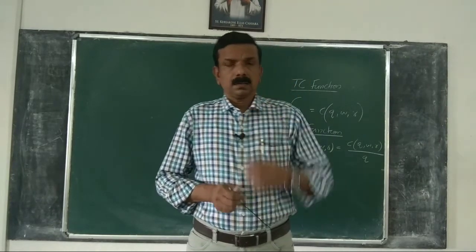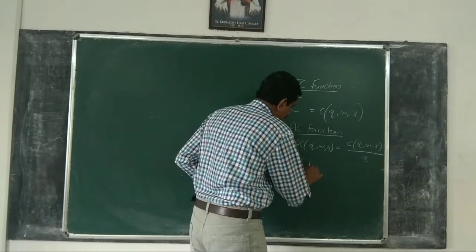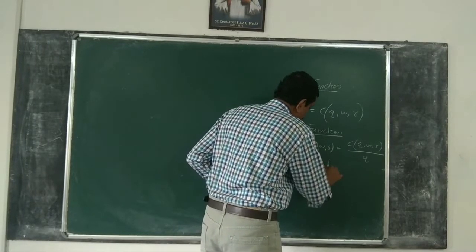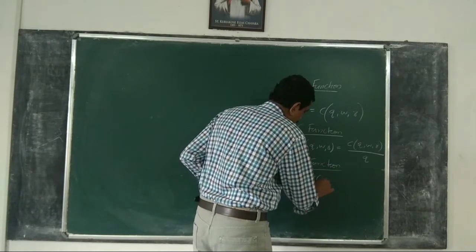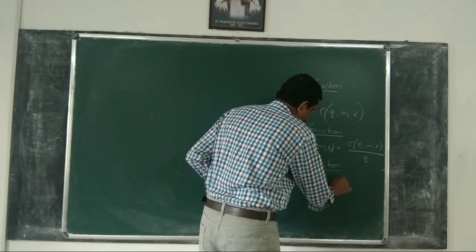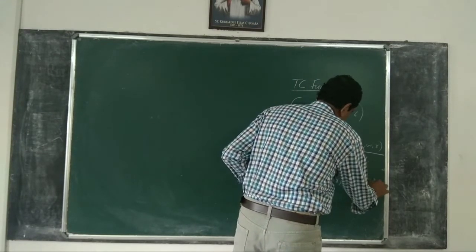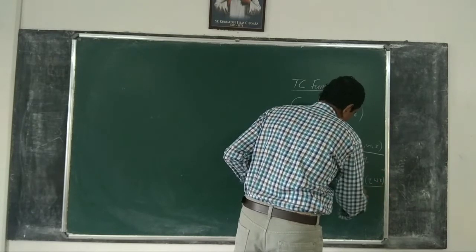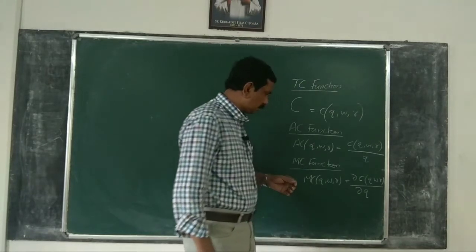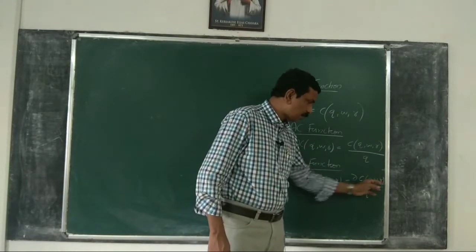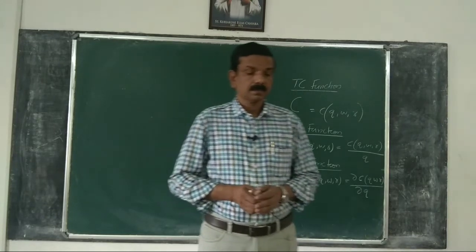Now, marginal cost, MC. The marginal cost function is written as MC of Q, W, R is equal to dou C of Q, W, R by dou Q. That is the derivative of the total cost function with respect to quantity.